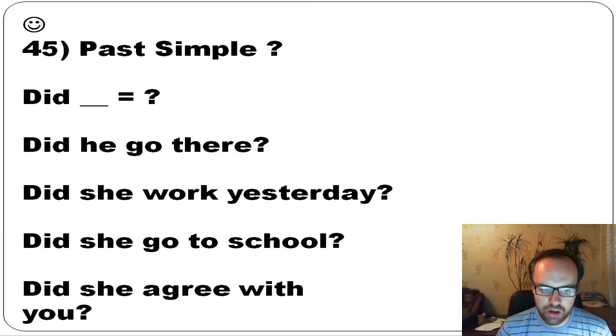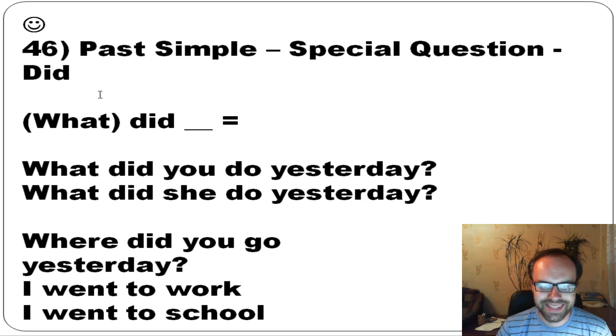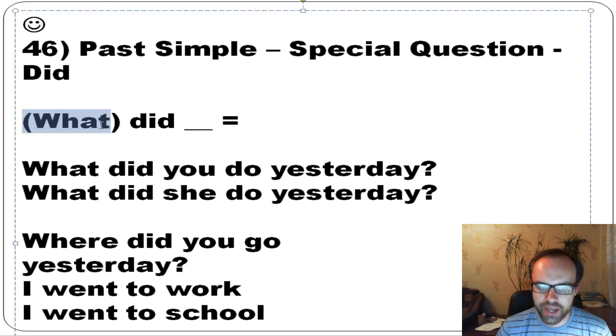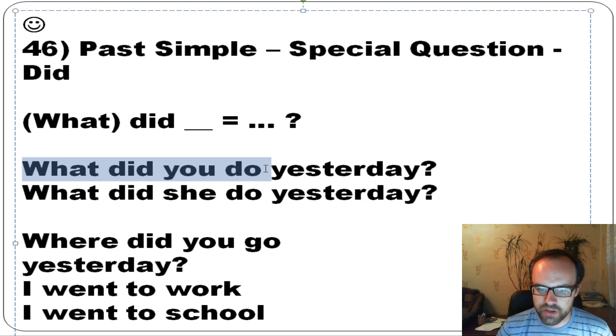Okay, how to ask a special question? It's the same, but you put a question word in the beginning before did. For example, what did: a question word, then you have did, a subject and a verb. And you form a special question this way, okay? What did you do yesterday? So what is a question word. Then you have did, you is a subject, and do is a verb. What did you do yesterday?